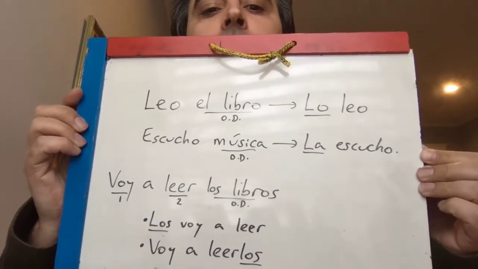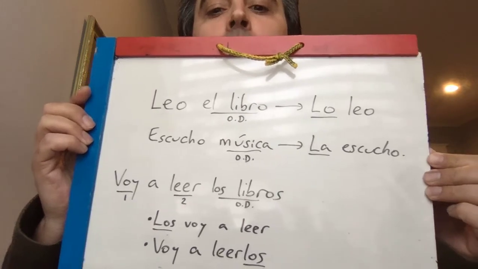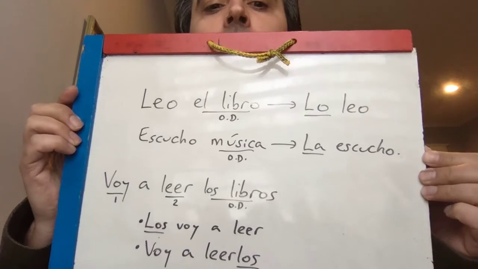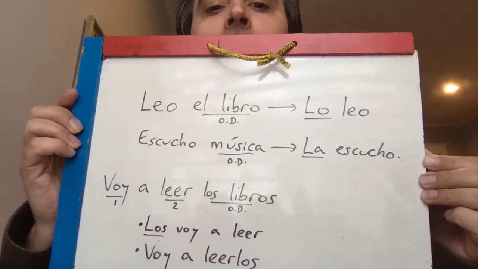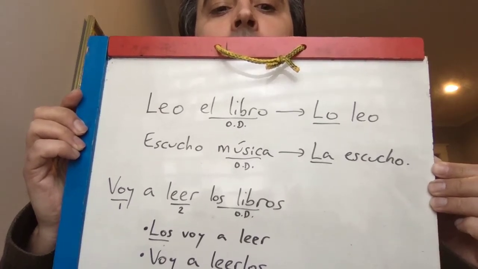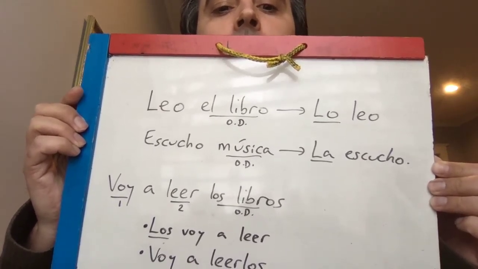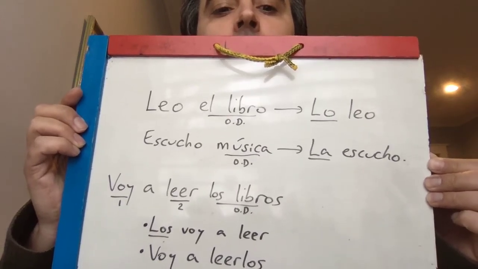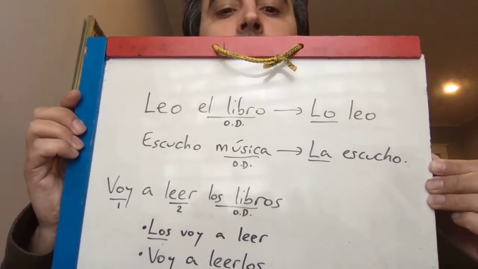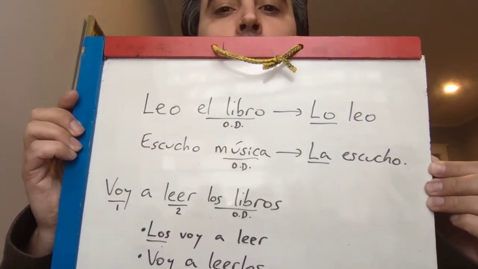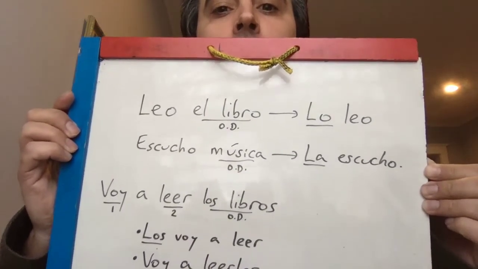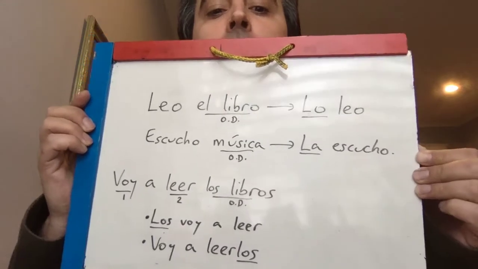We have the sentence voy a leer los libros. Now the direct object there would be los libros because that is the thing that you are going to read. Voy a leer los libros. Now in that case we have two verbs. The first verb is voy. The second verb is leer. The first verb, voy, is the one that is conjugated, the verb ir. The second verb, leer, is the one that is not conjugated, it's the infinitive. But we have two verbs.